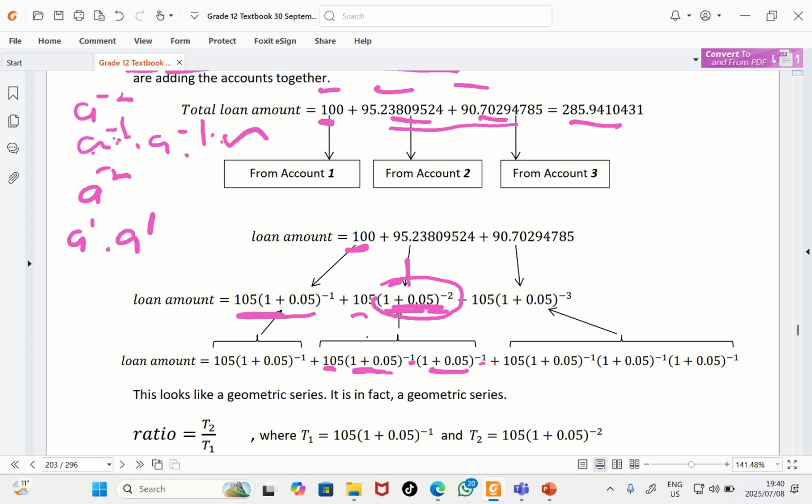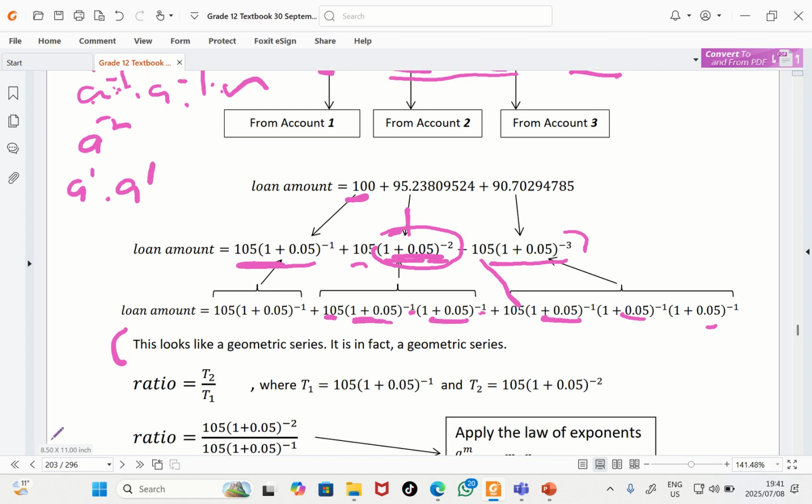The 105 remains. Fair. I do the same there. I split it 3 times: 1, 2, 3. The 105 still remains there. No worries there. Now, the Rahob Education textbook says this looks like a geometric series. It is in fact a geometric series. Why does the book claim that it is a geometric series?